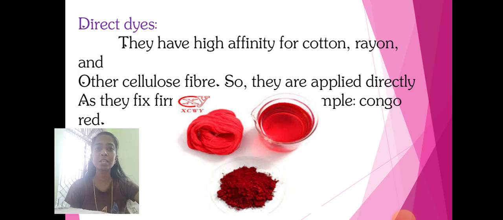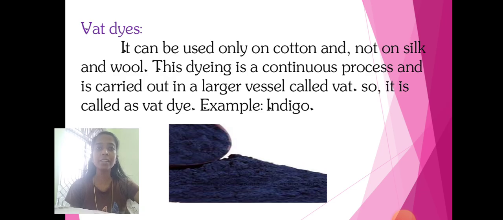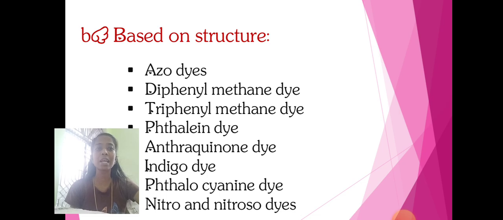Direct dyes are just the opposite of mordant dyes, that is, mordant dyes have poor affinity, whereas direct dyes have high affinity for cotton. And vat dyes. Vat dyes can be used only on cotton and not on silk and wool. This dyeing is a continuous process, and it is carried out in a large vessel. The large vessel is called a vat. Hence from this name the dyes were named vat dyes. Example, indigo. Then based on structure, the dyes are classified as azo dyes, diphenyl methane dye, triphenyl methane dye, phthalein dye, anthraquinone dye, indigo dye, phthalocyanine dye and nitro and nitroso dyes.